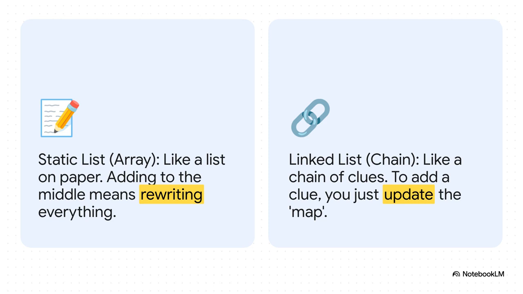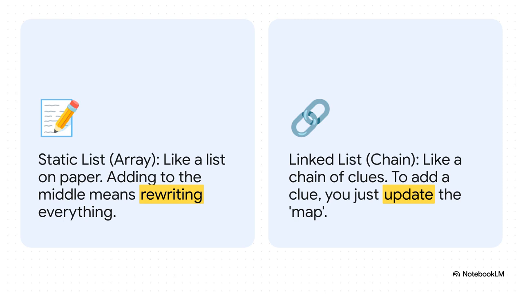Okay, so think about a normal static list, what programmers usually call an array. It's kind of like a grocery list written out on paper, right? If you want to add an item smack in the middle, you have to get out your eraser, rub out everything below it, and rewrite the entire bottom half of the list just to make room. It's super clunky. But with our linked list, our chain of clues, it's so much slicker.